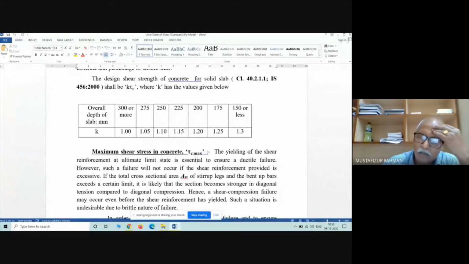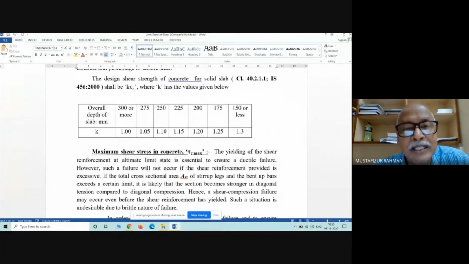But if tau V happens to exceed tau C maximum, under that situation the problem arises. Just by use of shear reinforcement, the beam will not be able to resist. So under that situation, we will be required to change something. We may have to change the cross section, and we may have to change the amount of steel. That means we may have to enlarge the section and increase the amount of steel. Those things will be required.